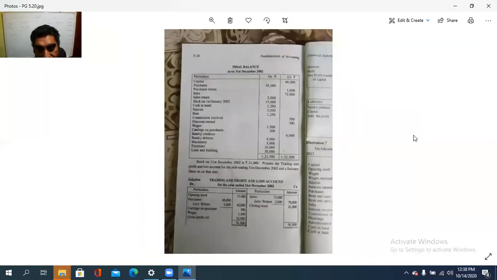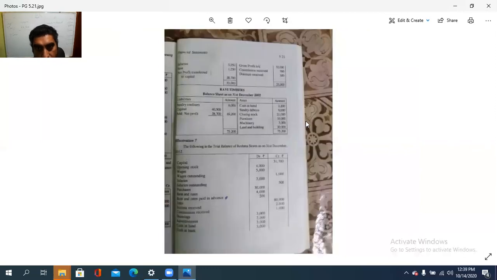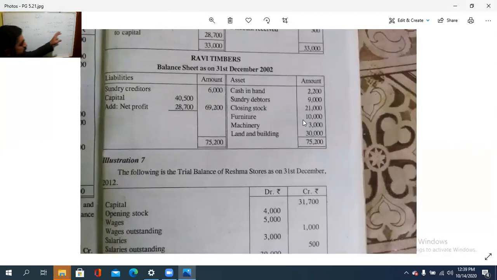See, this is the balance sheet. Cash in hand 2,200, sundry debtors 9,000, closing stock 21,000, then furniture 10,000, then machinery 3,000 and land and building 30,000. Here 6,000 and 69,000, so it is 75,200. That is the balance sheet total. See, in this way you will get 15 marks for this question, as it is very easy. Only one adjustment item, that is the closing stock, is to be put there.